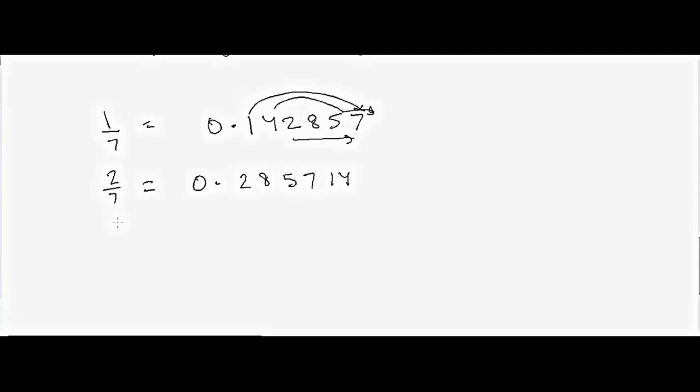If you do it again, let's do 3 by 7. In this case, I'll look at the third smallest number, which is 4. So I'll start with 4, 2, 8, 5, 7, 1. That is the answer. You can keep doing this for other numbers. That's one of the tricks which, if you show it to your friends or your kids, could amaze them.